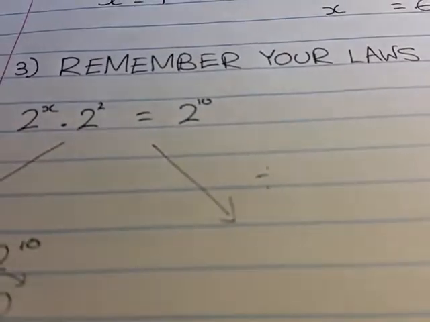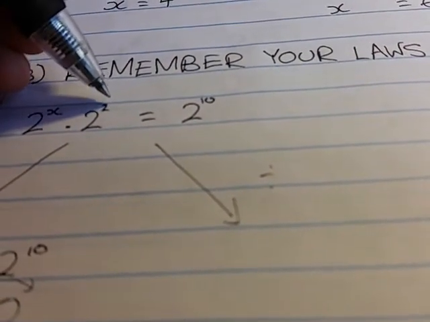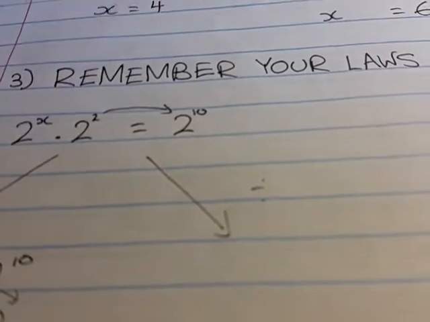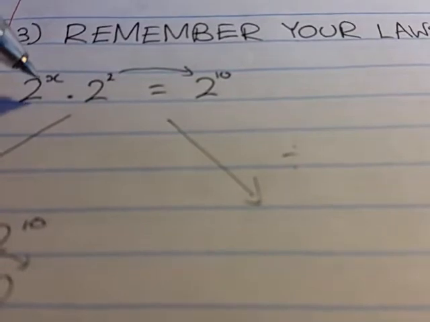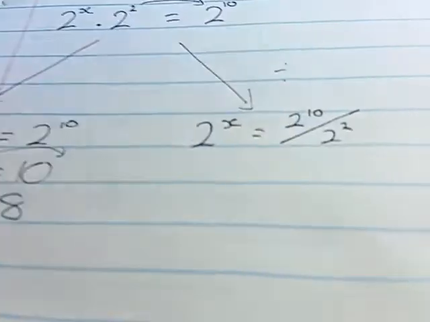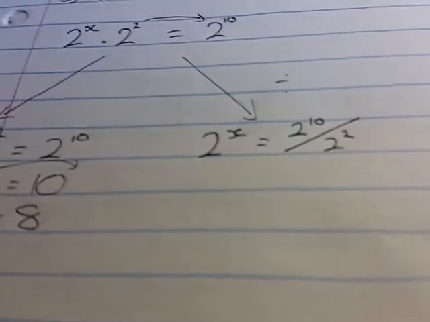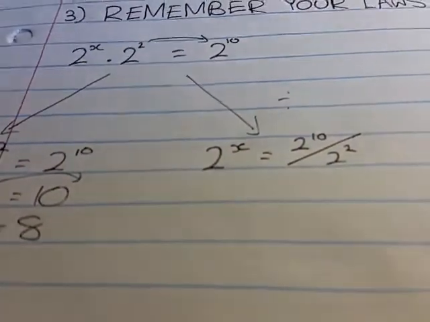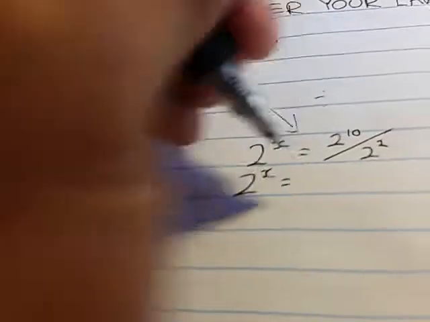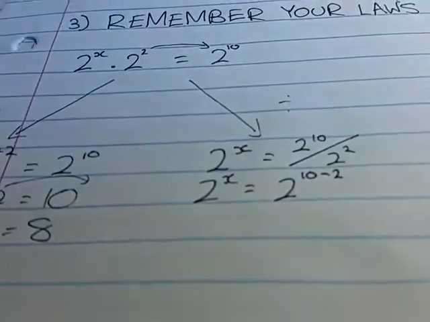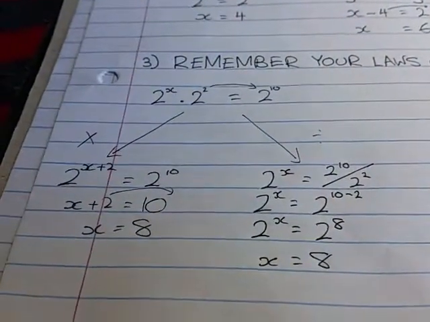The other method, which involves division, is you can take that 2 to the 2 over to the other side. Since it's multiplying by the 2 to the x, the opposite of that would be division. So 2 to the x equals 2 to the 10 divided by 2 to the 2. And if you recall, when you divide and they have the same base, you minus the exponents. So 2 to the x equals 2 to the 10 minus 2, which is 2 to the 8. And therefore, same base, x equals 8. Done in two different ways.